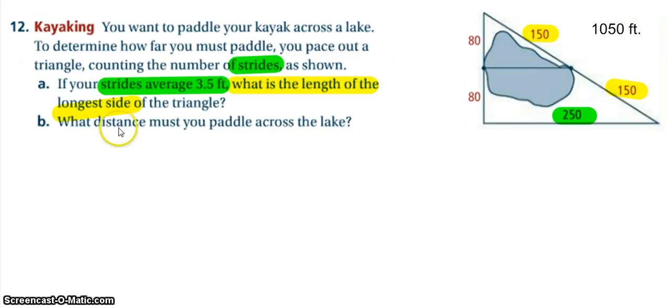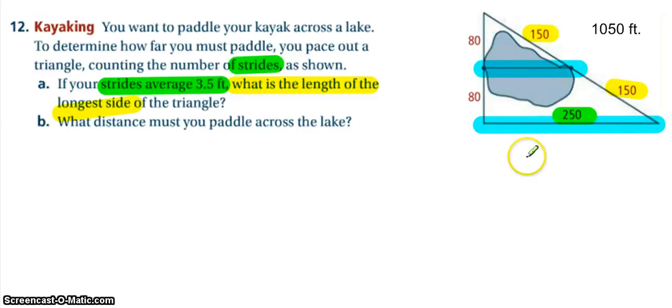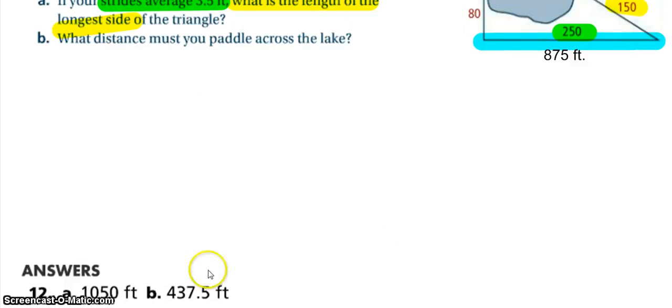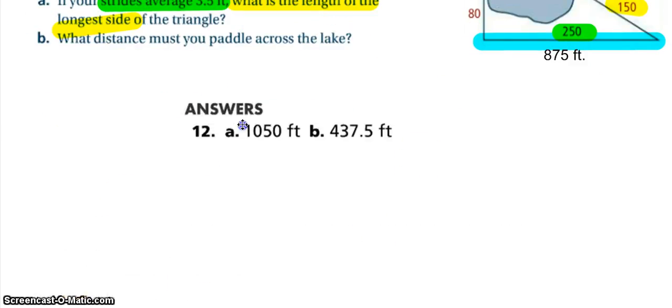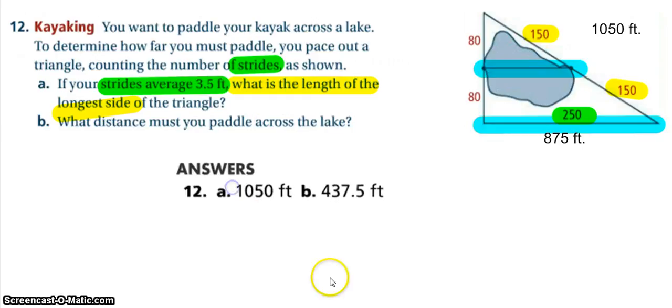But then because I need to figure out the distance I would need to paddle, the distance I'm going to paddle is going to be this distance across here. So I don't really need this length on the diagonal side here. I need the length of this base that corresponds with my mid-segment, or the distance across the lake. So we need to figure out what the length here of 250 strides is. When we do that math, just taking the 250 times 3.5, we get 875 feet, which then we know the corresponding mid-segment would be half of that, and we end up with an answer of 437.5 feet that you would have to paddle across that lake.